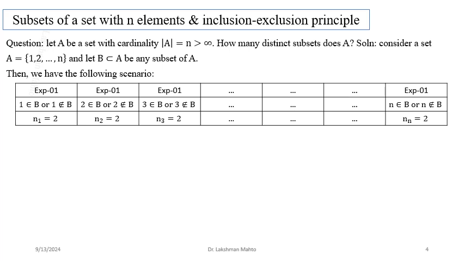That one is a binary decision. If you are taking 1, that one is the first member of A. So you will look at whether 1 is in B or not. That question is a very genuine question. In the second experiment, you will ask whether 2 is in B or not.